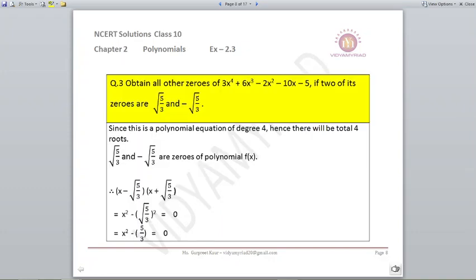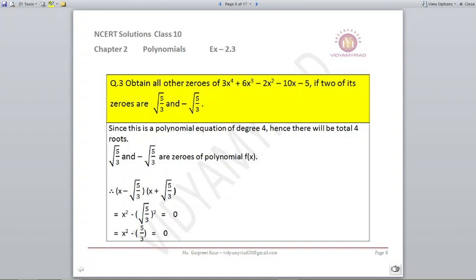Question number 3. Obtain all other factors of 3x raised to power 4 plus 6x cube minus 2x square minus 10x minus 5 if two of its zeros are root 5 upon 3 and minus root 5 upon 3. Now here the highest power, or the degree, is 4. If the degree is 4, it means you will have a total of 4 roots. Now 2 roots are already given to you. We need to find out the other 2 roots.